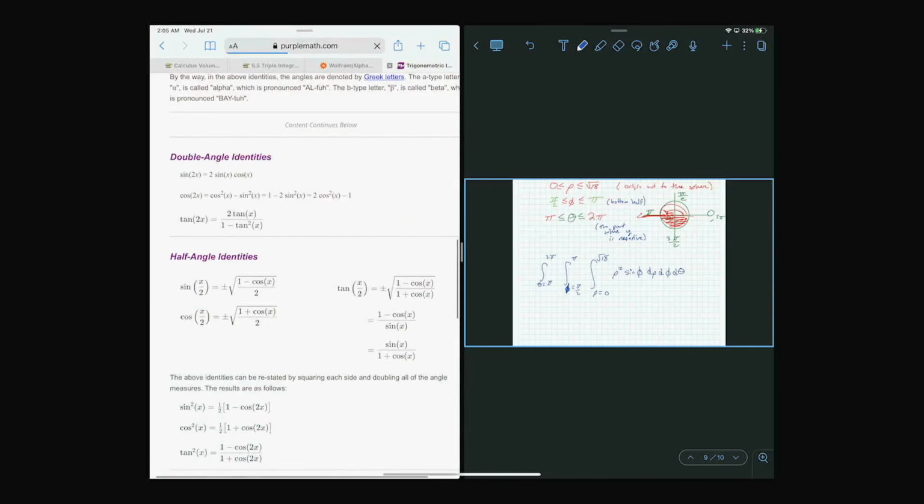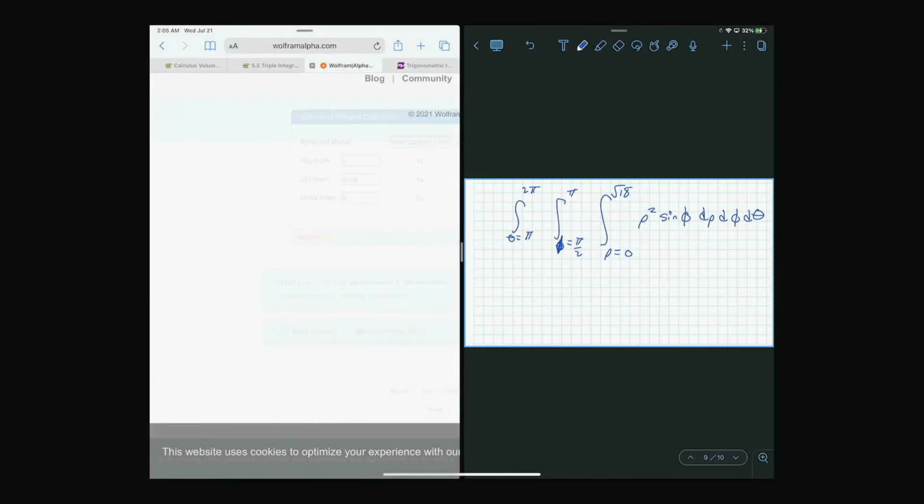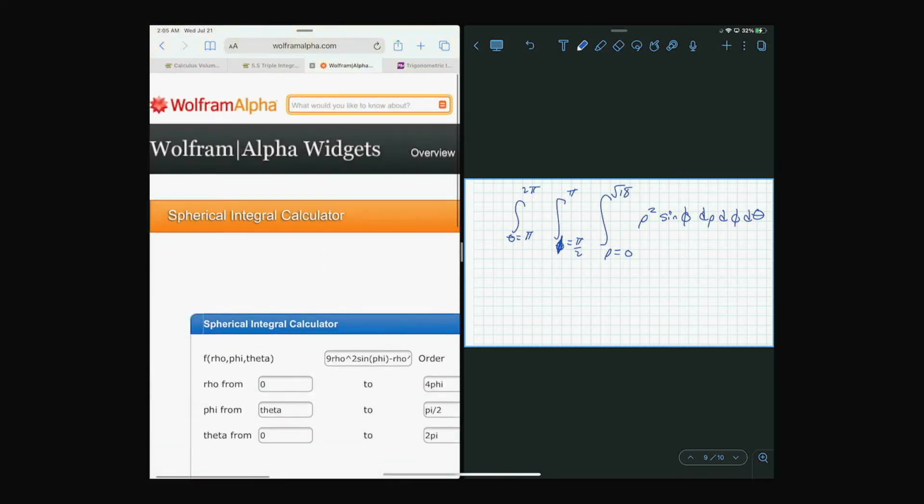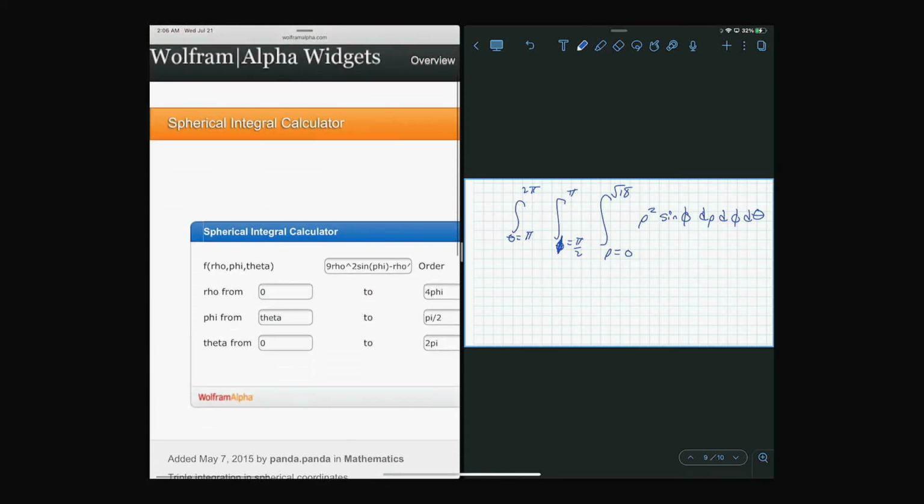We're going to use a computer because we've done enough integrals like this one. Oh, we got a widget. Should we use it?